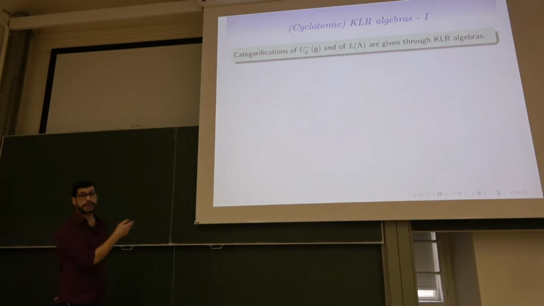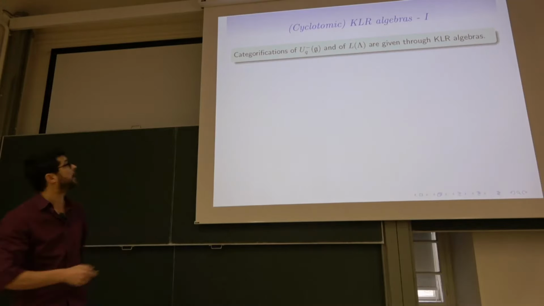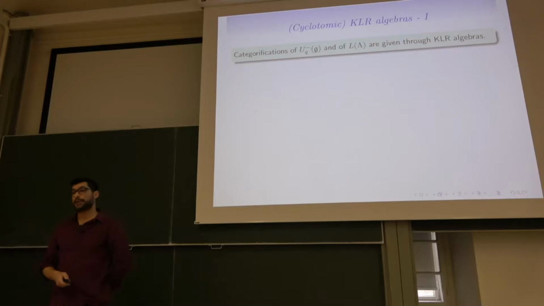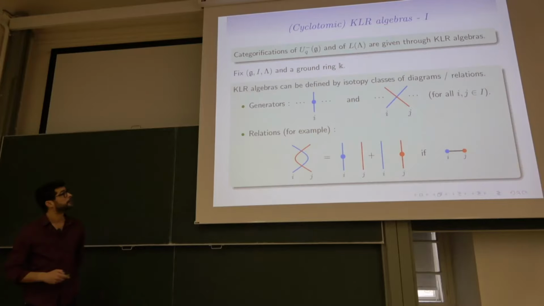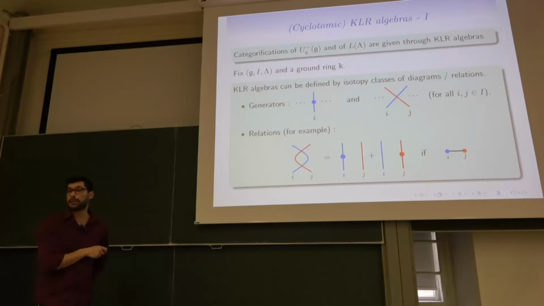Okay, now, as I said, and it's well known, categorifications of the half quantum group and of the simple integral representations are given through KLR algebras. What are they? Just very quickly, a reminder. We fix a Lie type, a Kac-Moody algebra, a Dynkin diagram, and an integral dominant weight. KLR algebras can be defined by diagrams modulo relations.